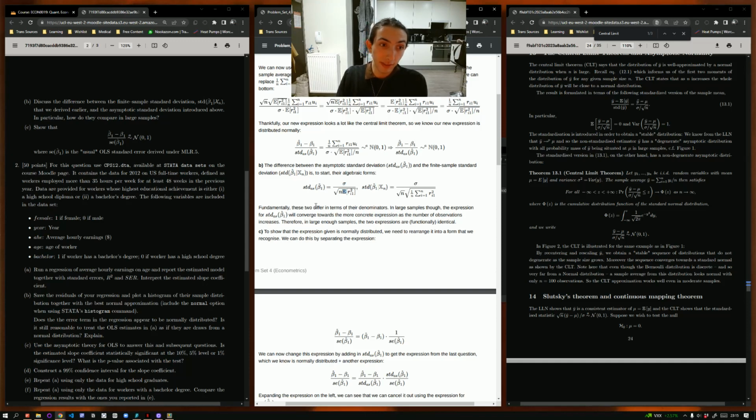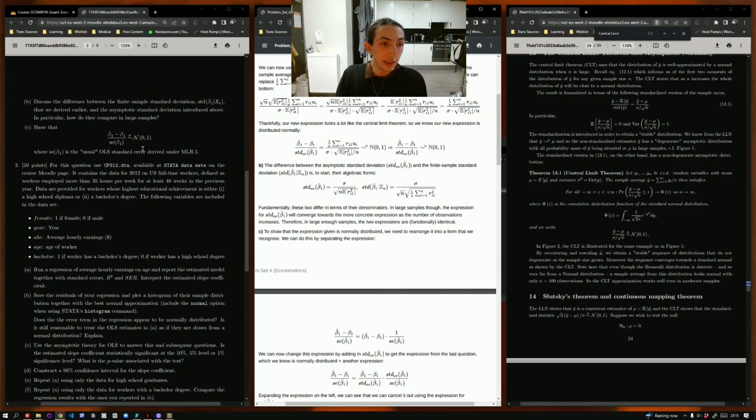But the important thing here is that this standard deviation of beta 1 hat is asymptotically going to tend to the calculated value as the number of observations increases. If the number of observations increases technically infinitely, these two will be identical. Essentially, this one converges towards this one if you give it enough time.